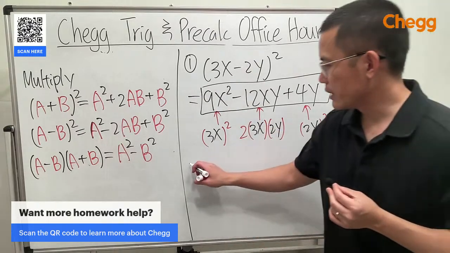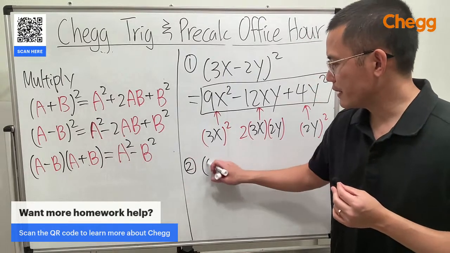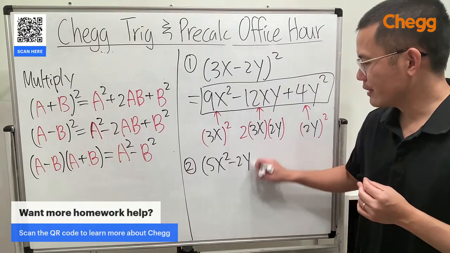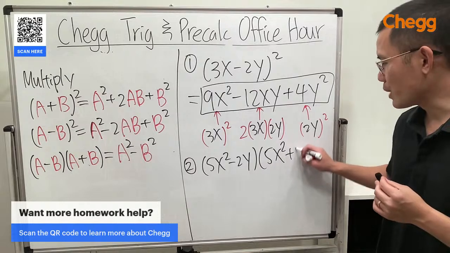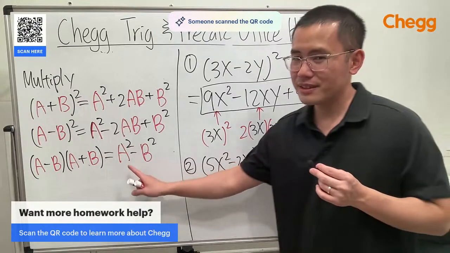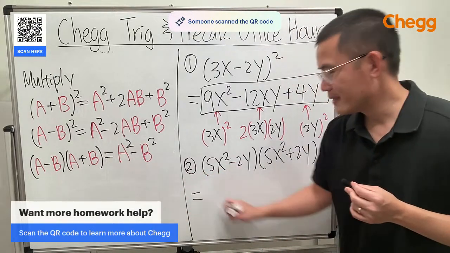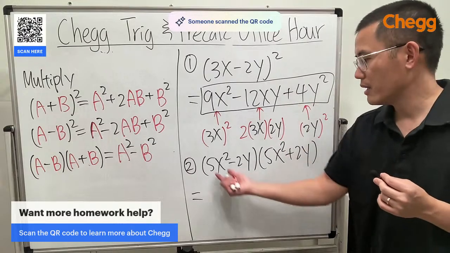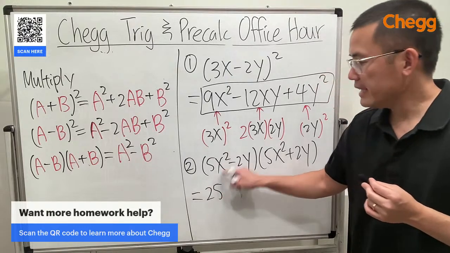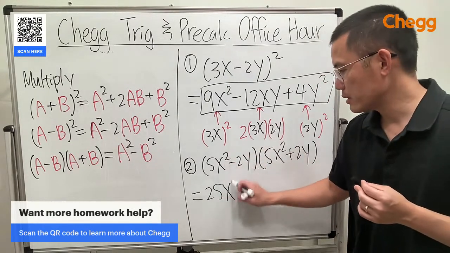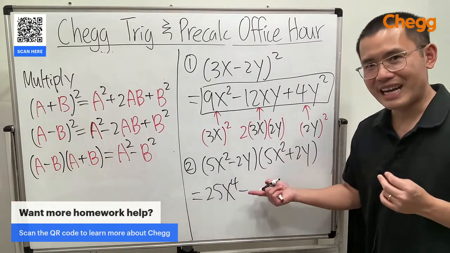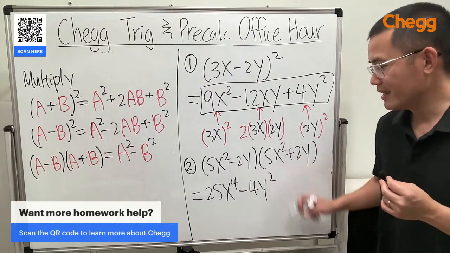And let's do another one. Let's say number 2. Let's say you have (5x squared minus 2y) times (5x squared plus 2y). Here, we're using the third one. So again, let's think about the formula way. I will square the first term. 5 squared is 25. x squared and then square that is x to the fourth power. Minus (2y) squared, which is going to be 4y squared. And then we're done. This is it.